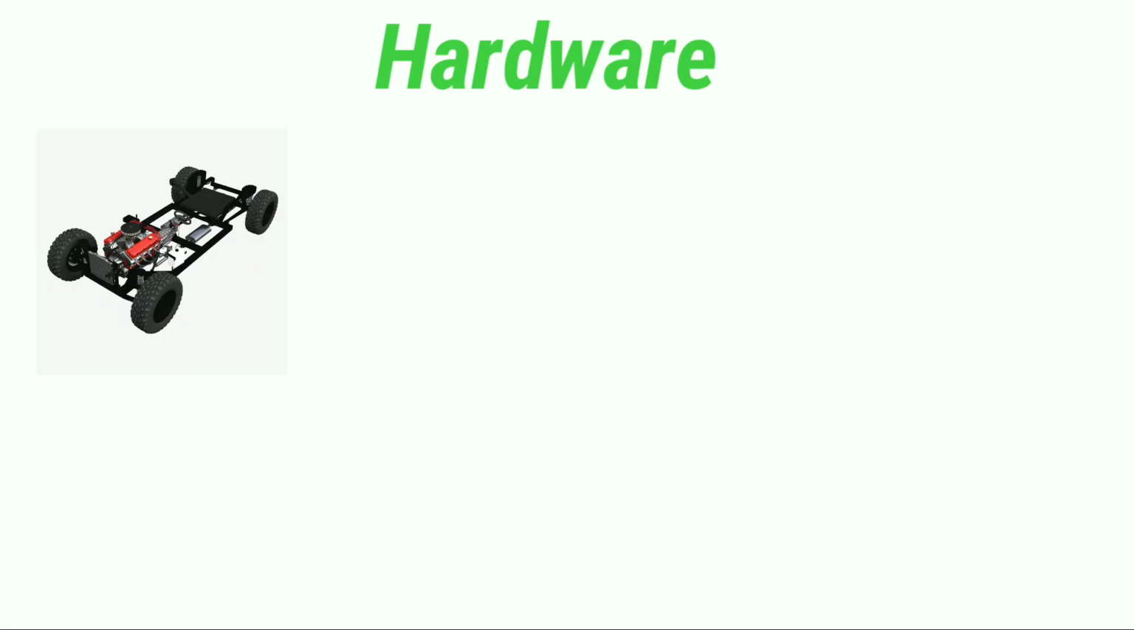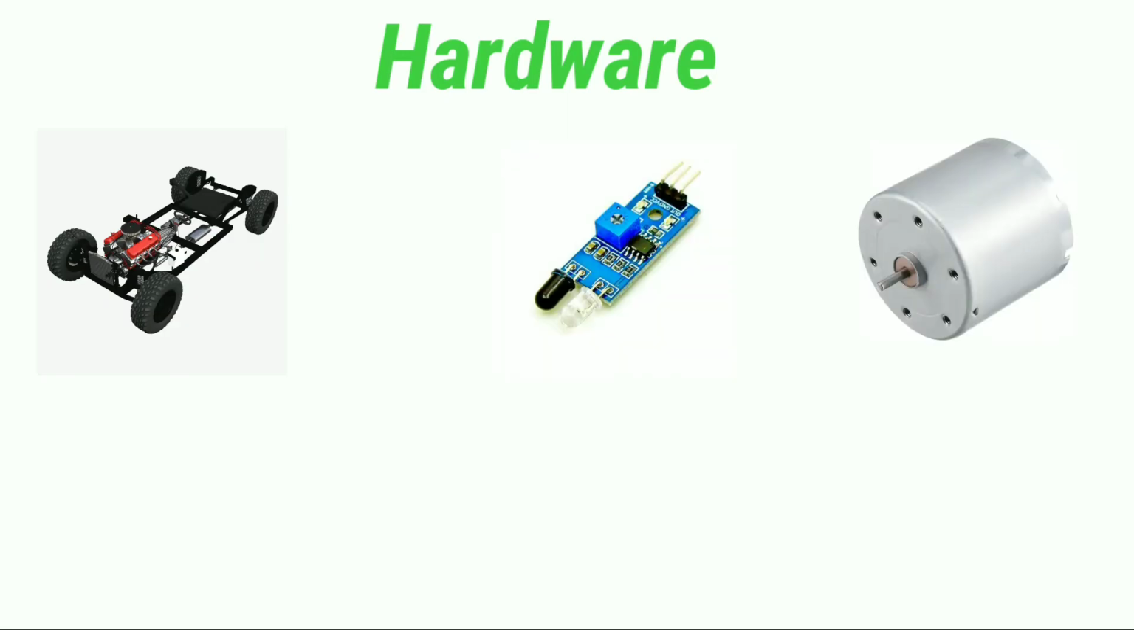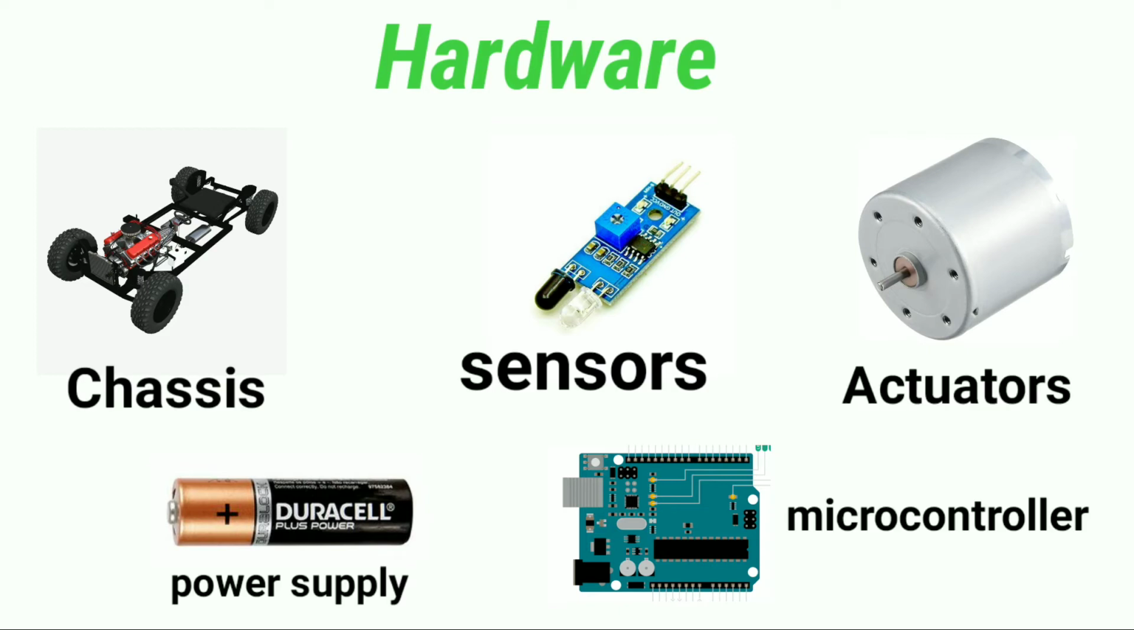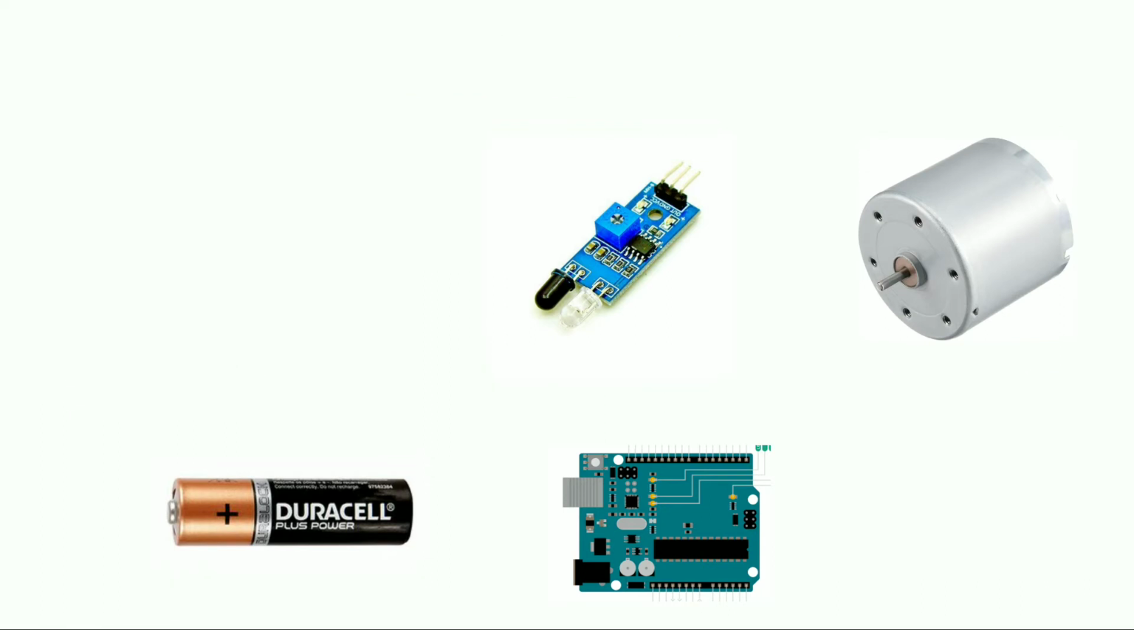Hardware is everything regarding the robot that you can see and touch. This is the body of the robot. It includes the chassis, sensors, actuators, power supply, microcontrollers, etc. Don't worry if the words I have just said are confusing to you. We are going to learn as we go along, so don't worry about that. But these are the broad things that come under the area of hardware.